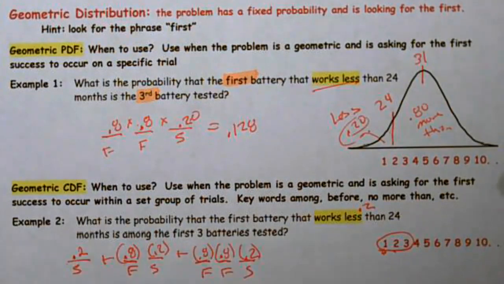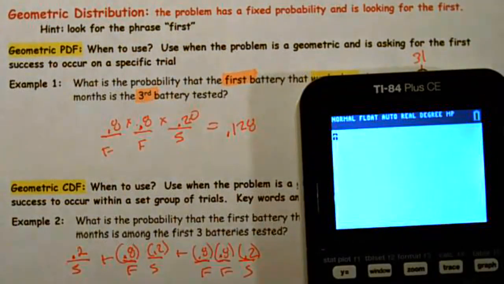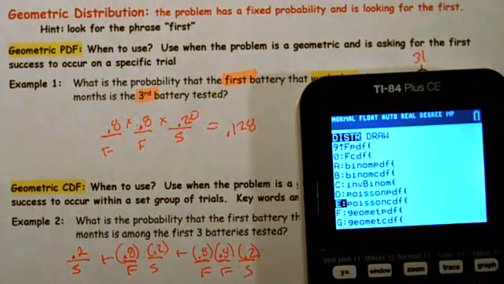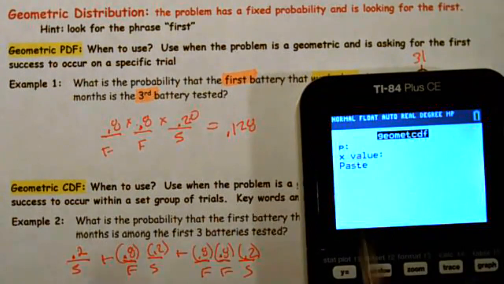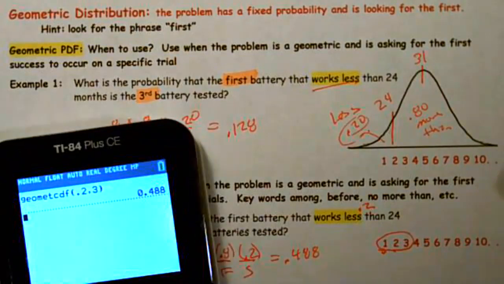And I sum all of those up. Well, the way I can do that very quickly is I can go to the geometric CDF, second vars, geometric CDF. My probability is 0.2, X is 3. And I have 0.4888. There's about a 49% chance that the first battery that works less than 24 months occurs among the first 3 batteries.